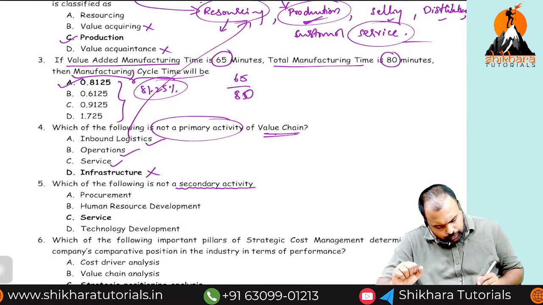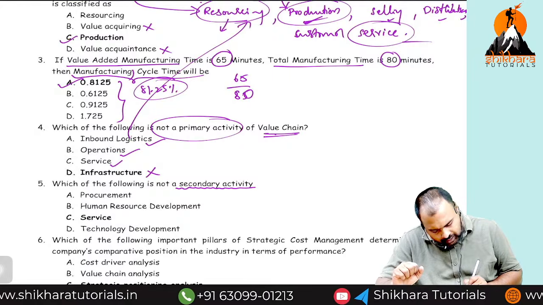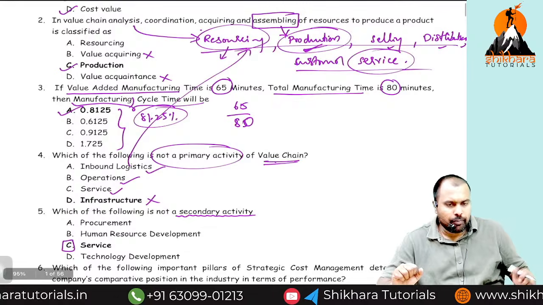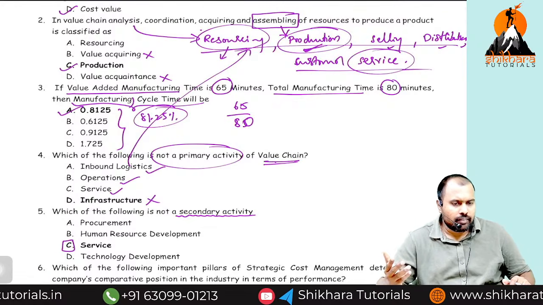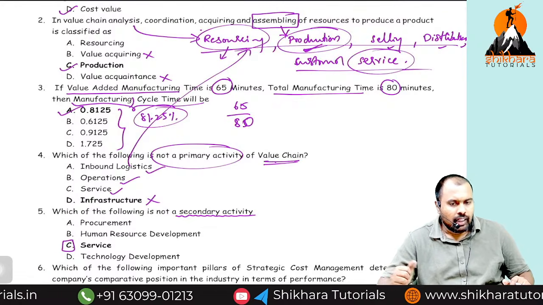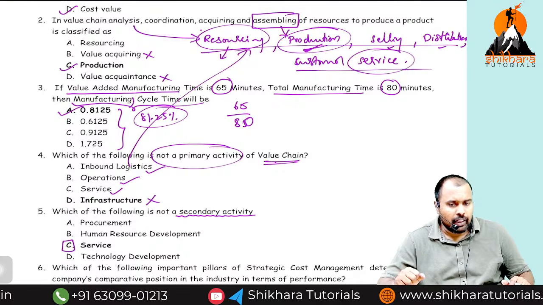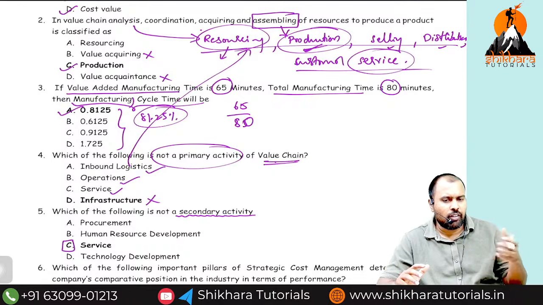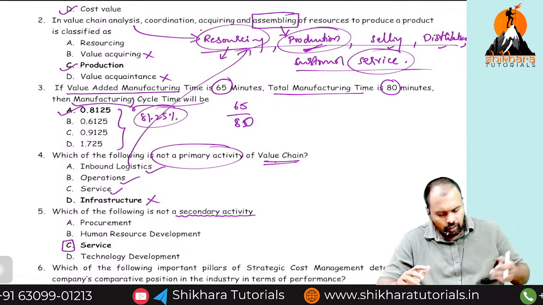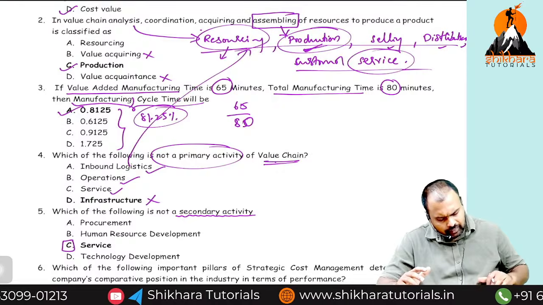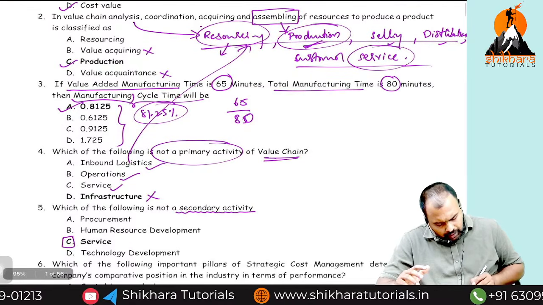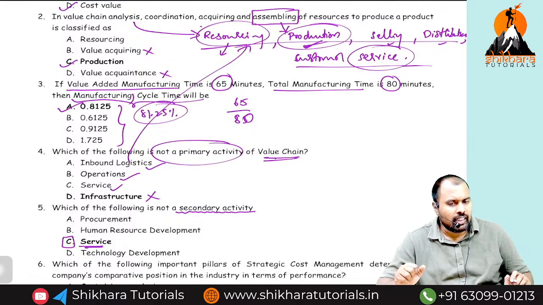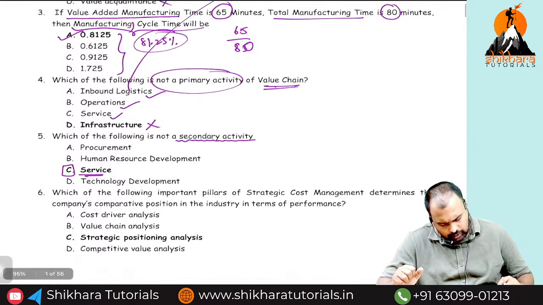Procurement of materials, human resource development and service. Service is definitely not secondary, sir, because all these are primary things. Apart from this, getting labor from the HR department, getting finance from the financial department, invoice processing and IT services, and technology development, all these are secondary things. Understood, right? But service is a primary thing of the value chain, sir. Servicing has to be primary, so it is not a secondary thing.